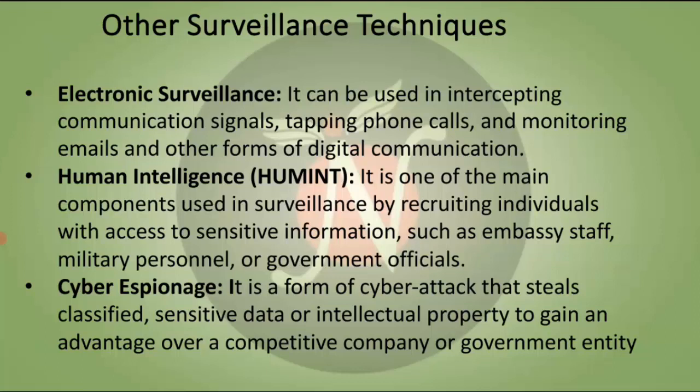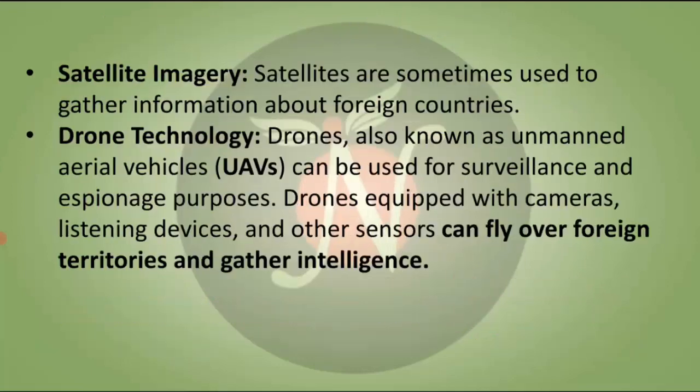Now we will see what the other surveillance techniques are. First is electronic surveillance. It can be used in intercepting communication signals, tapping phone calls and monitoring emails and other forms of digital communication. Then human intelligence. It is one of the main components of surveillance, recruiting individuals with access to sensitive information such as embassy staff, military personnel or government officials. Then there is cyber espionage. It is a form of cyber attack that steals classified sensitive data or intellectual property to gain an advantage over a competitive company or government entity. Then satellite imagery. Satellites are sometimes used to gather information about foreign countries.